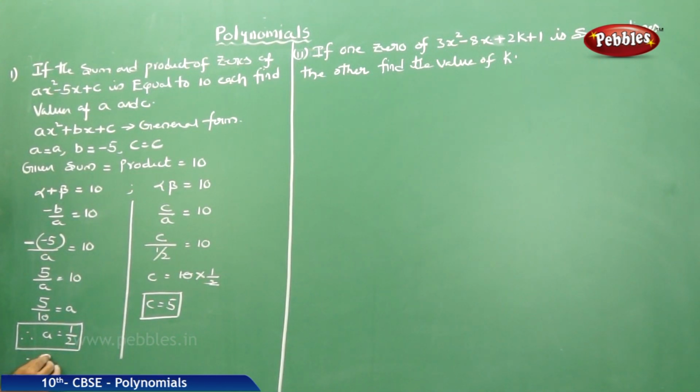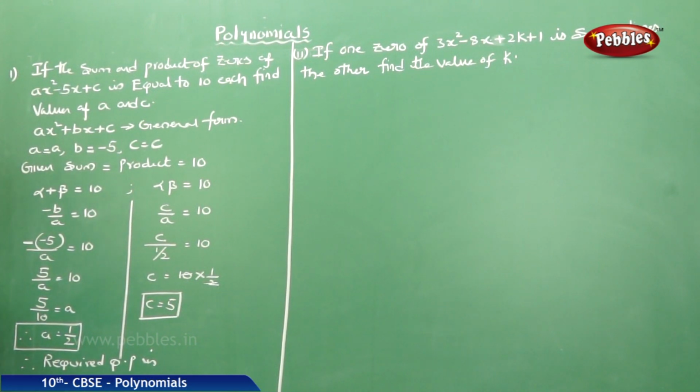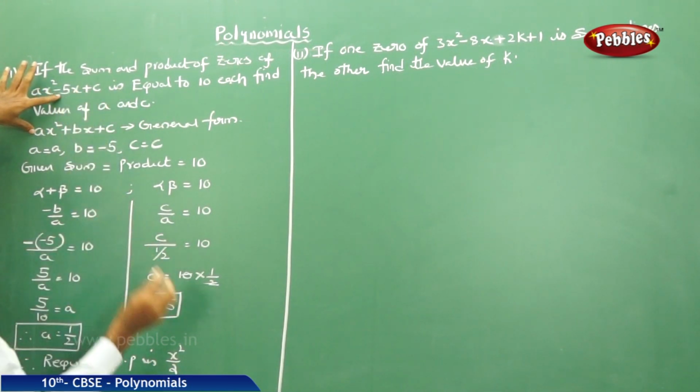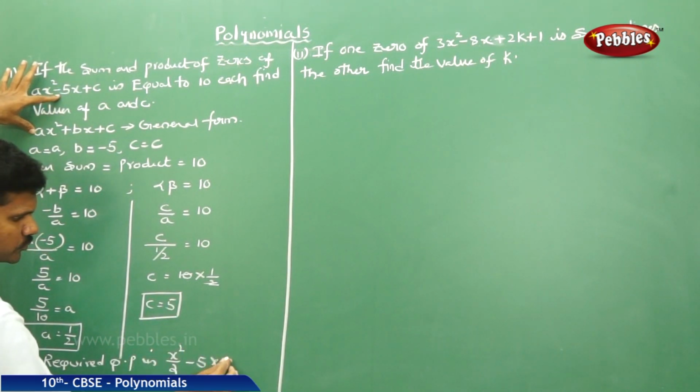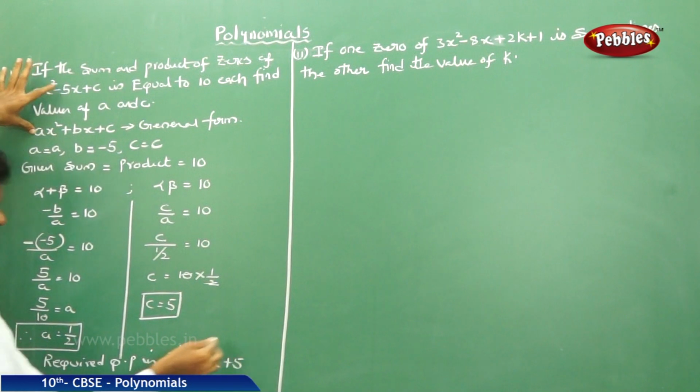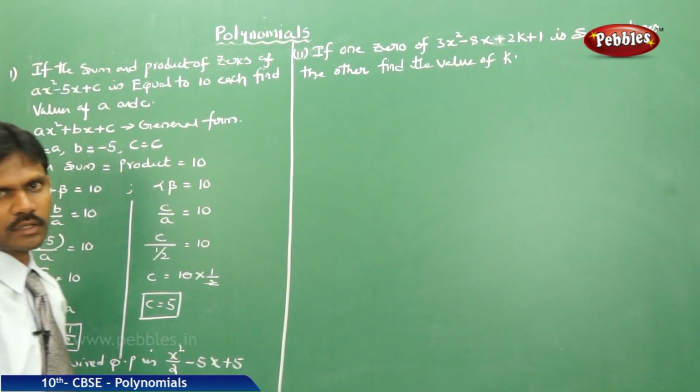Therefore the required quadratic polynomial is, now what is the a value? x square by 2, minus 5x. What is the c value? Plus 5, which is the required quadratic polynomial.